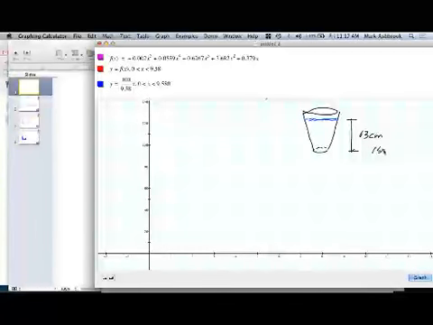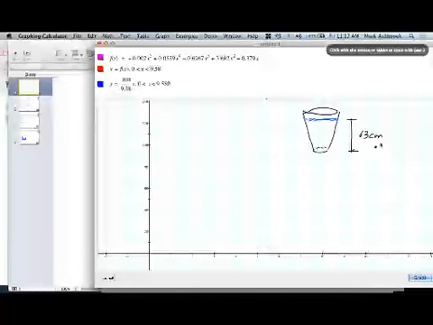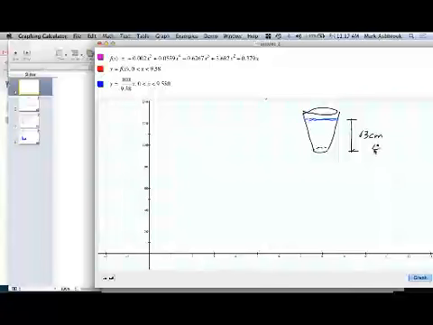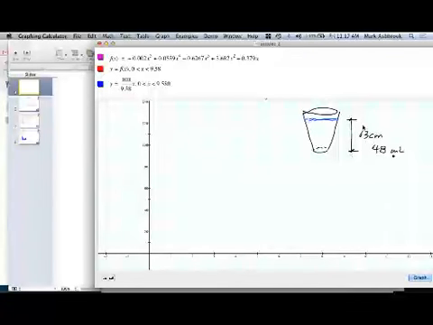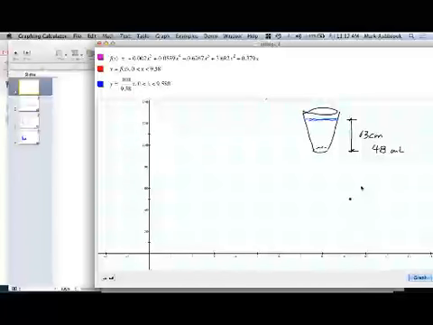Now let's do something different. 48 milliliters. I'm just guessing here. I have no idea if that's accurate. So when it's filled up to 13 centimeters tall, there's 48 milliliters in it. And so this is the number of milliliters of water, and this is the height of the water.